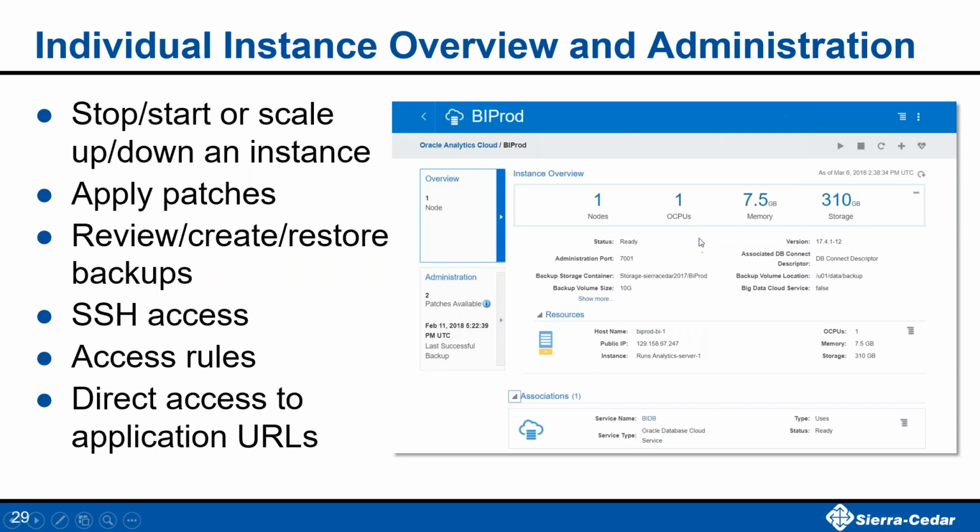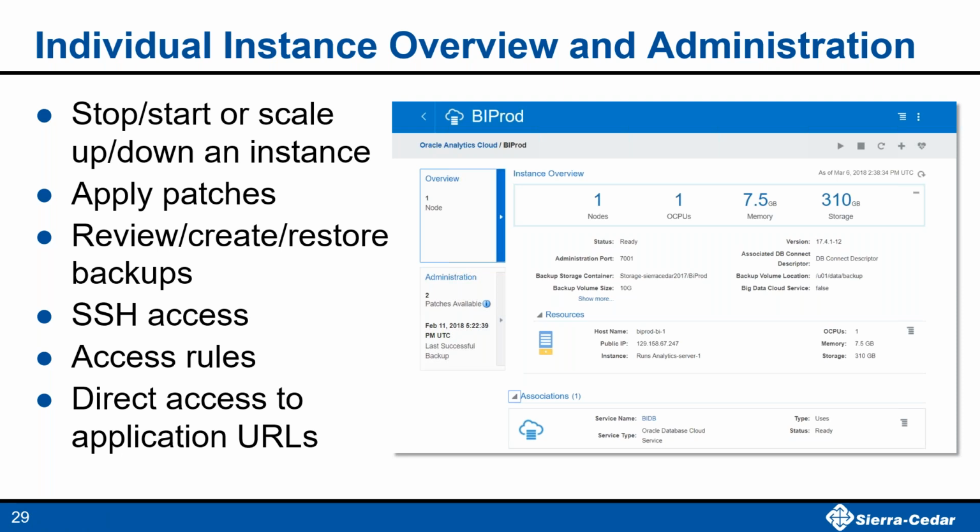Let's look at that detail. And this next screen, I've drilled into this BI prod instance. Same control, I could still stop or start or scale down. And I want to talk about that real briefly. So with scaling up and scaling down, that's actually adding or taking away resources.